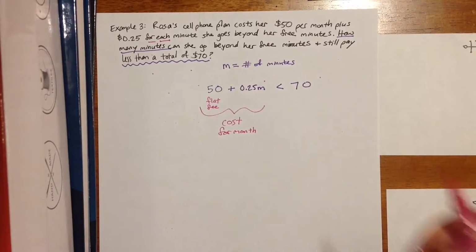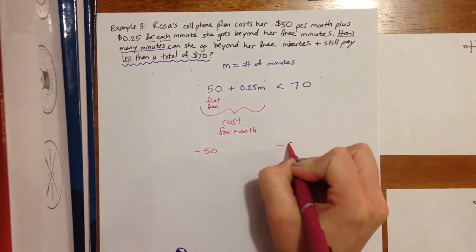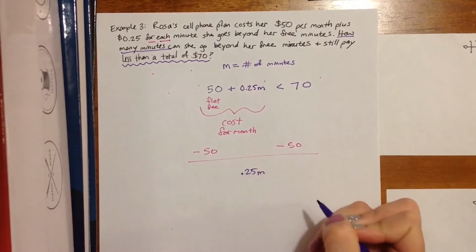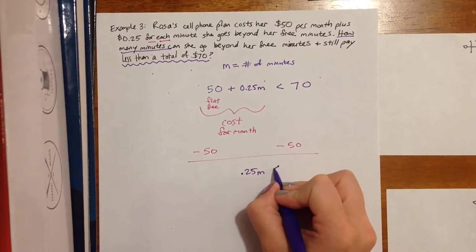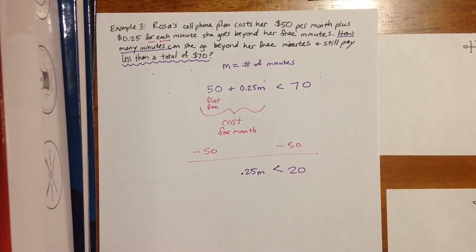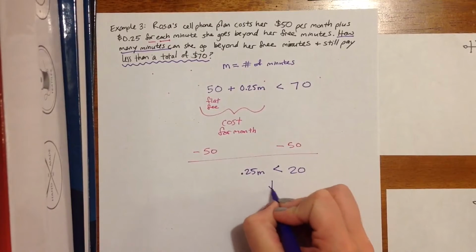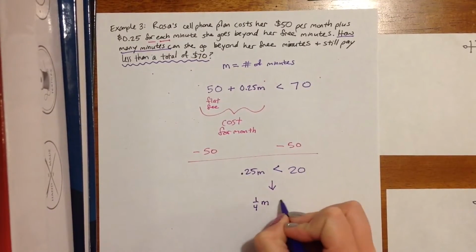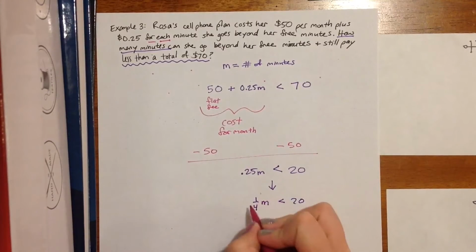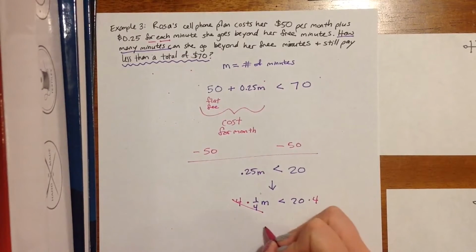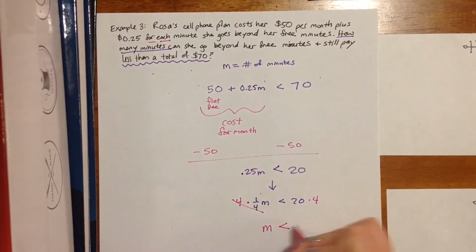So here we go. I am going to subtract 50 off to the other side. I get 0.25m, my 25 cents. All I did was subtract 50, so I'm going to keep my less than symbol, 20. Now, once again, I don't have a calculator with me, so what I'm going to do is change this 0.25 into a fraction, just for the sake of doing this multiplication, as opposed to dividing by 0.25. I'm going to just change this into 1/4 m is less than 20. So now it's easy that I see that I need to multiply by 4 to cancel that denominator. I am left with the minutes. My m value is less than 80.